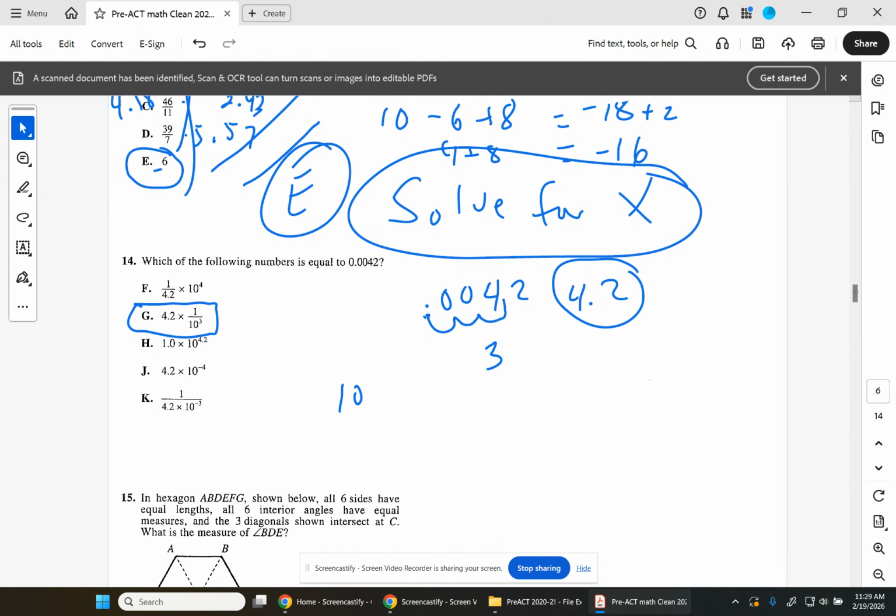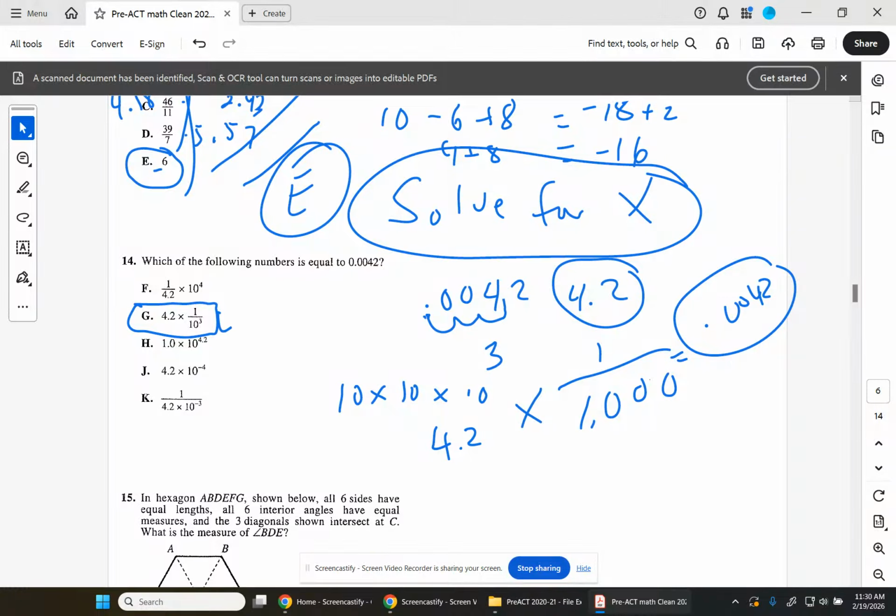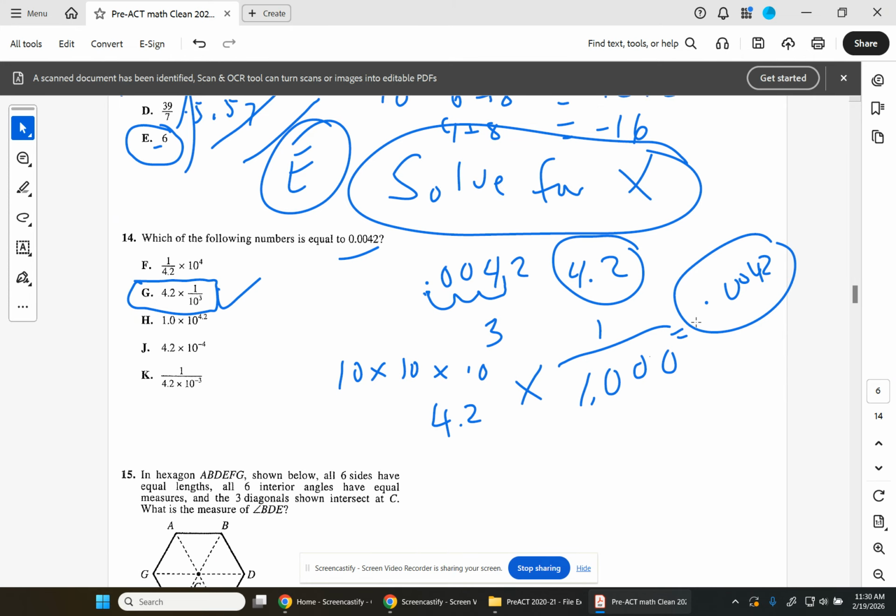Let's do that real quick. 10 times 10 times 10, right? Put that in your calculator. 10 times 10 times 10. That should be 1,000, right? Over 1. And then when I do that, 4.2 times, you're going to find that you're going to get 0.0042. Okay, there's your answer. But this all starts with just understanding that scientific notation there.